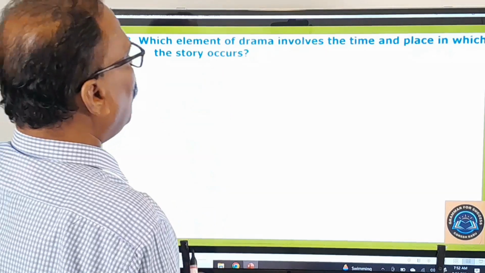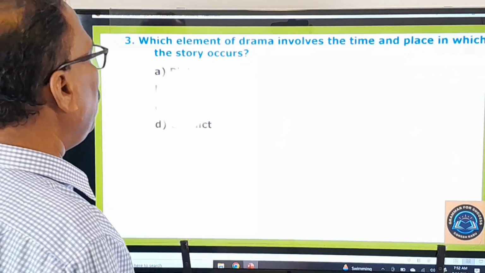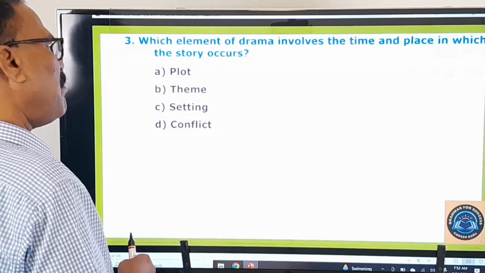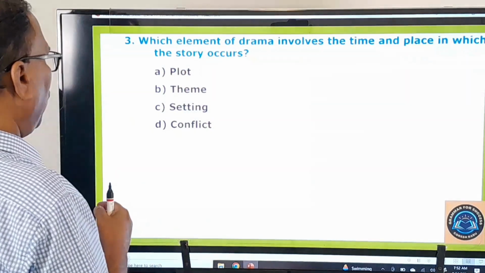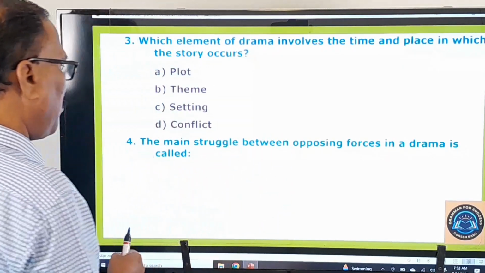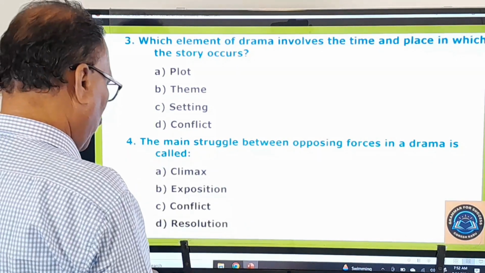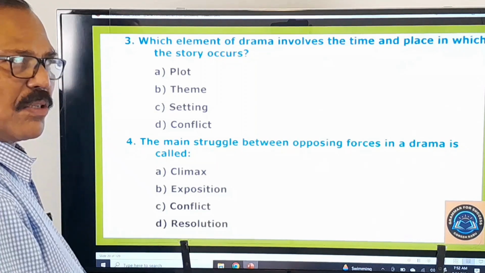Which element of drama involves the time and place in which the story occurs? Plot, theme, setting, conflict. You know that very well. Go to the fourth question. The main struggle between opposing forces in a drama is called what? Climax, exposition, conflict, resolution. You go to other questions.